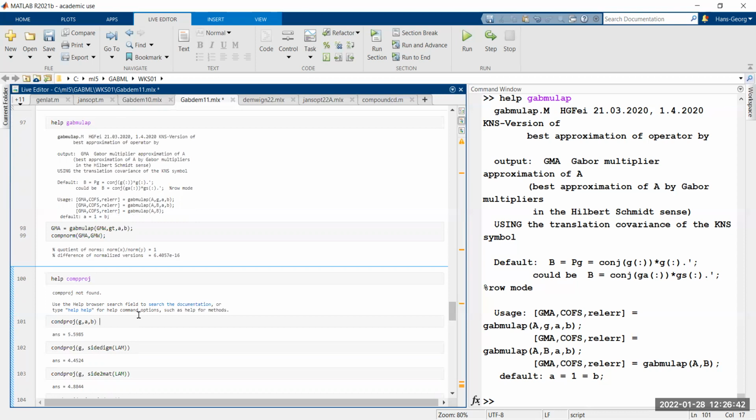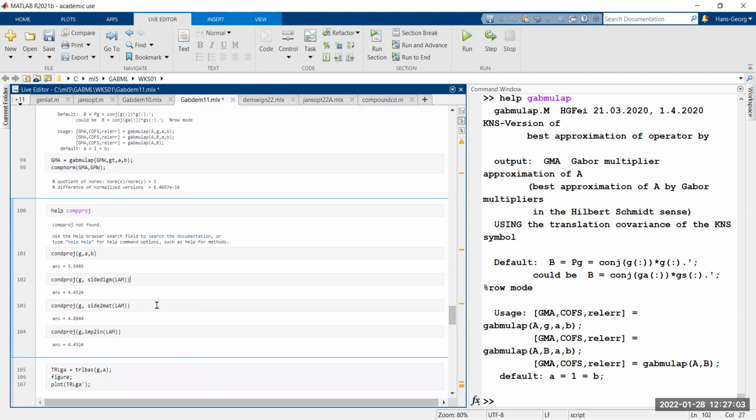Now, the same routine, this condition number of the projection operators, can be used for general lattices. So either my input is AB, then the lattice will be our standard lattice, or you take some other lattices, and I was choosing 3 alternative ways to create slanted or sheared lattices. So side digmat, side to mat is the inverse, and imp to in is another inverse. So in this way, if you want to see these lattices, let me just see.